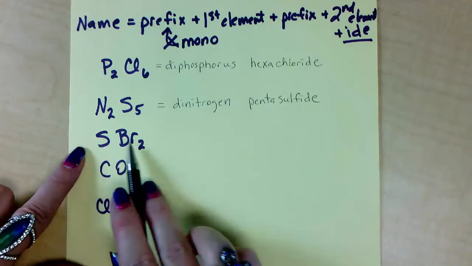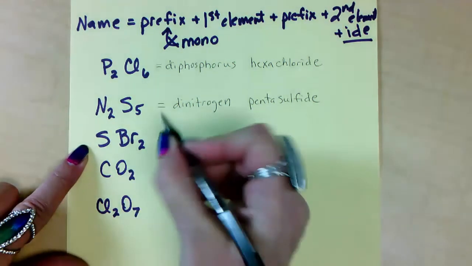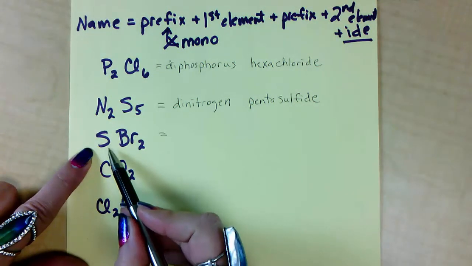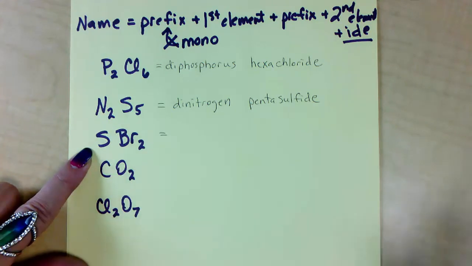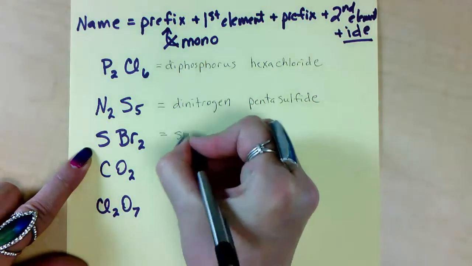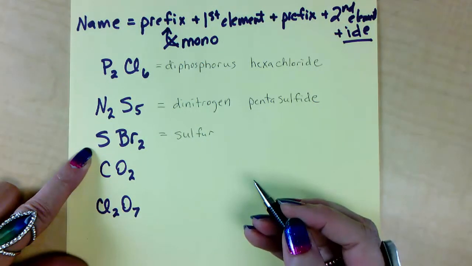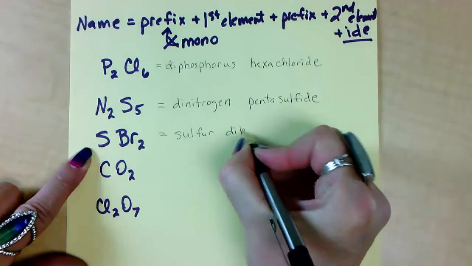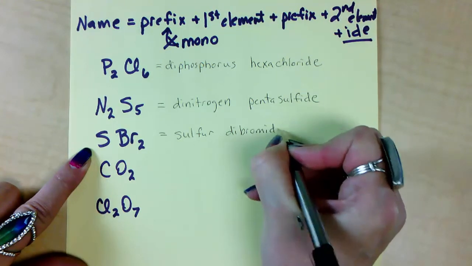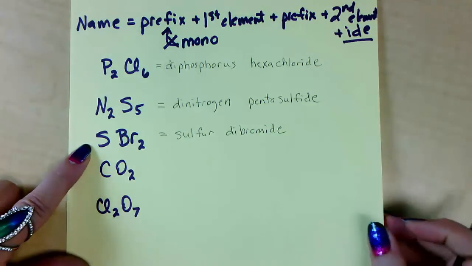Next, SBr2. There's only one S, so monosulfur. No, we don't start with mono. We just start with sulfur. 2 Brs. Dibromide, because we end with IDE. Sulfur dibromide.